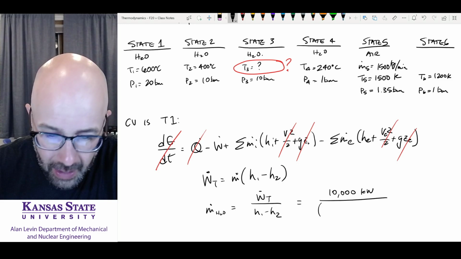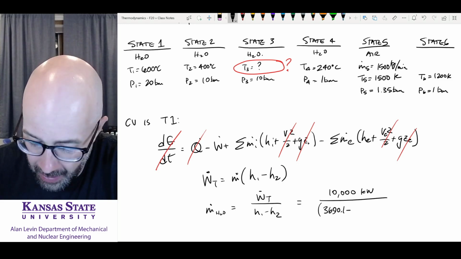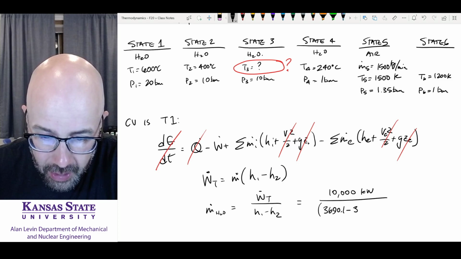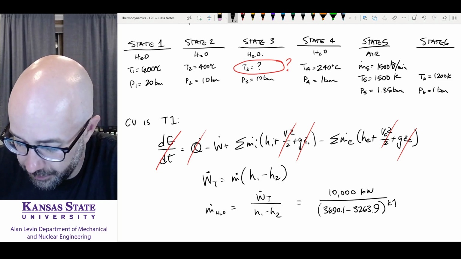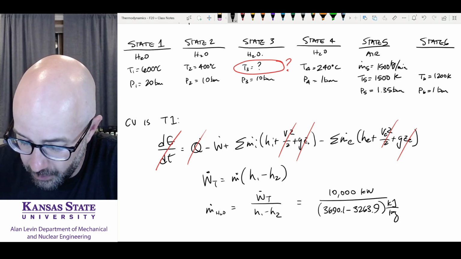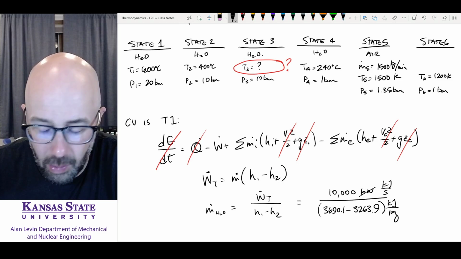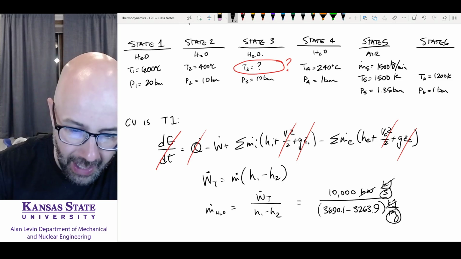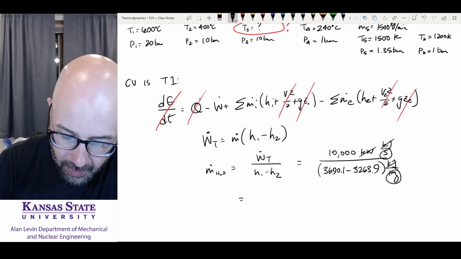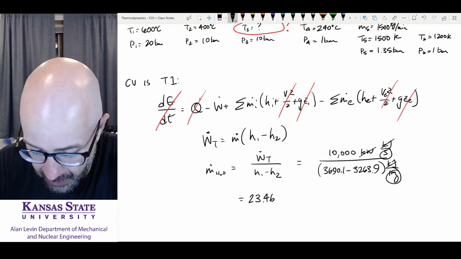Okay, so I found that this is going to equal 3,690.1 minus 3,263.9 kilojoules per kilogram. Okay, what is a kilojoule? A kilowatt? A kilowatt is a kilojoule per second. We're good to go there. We're going to get units of kilograms per second, which is mass flow rate. And the mass flow rate we're going to find is 23.46 kilograms per second.